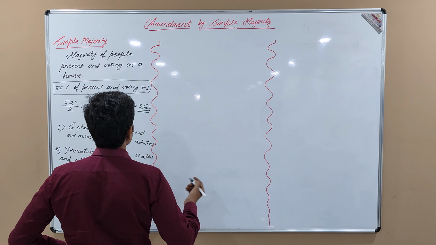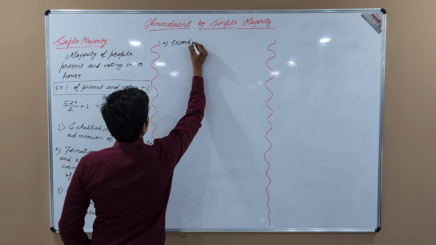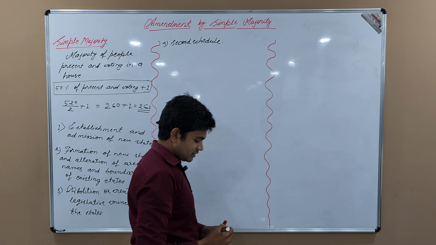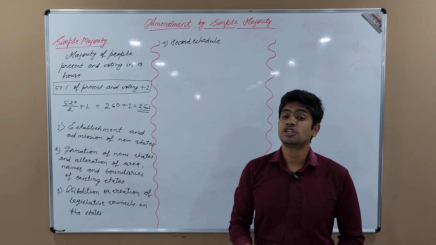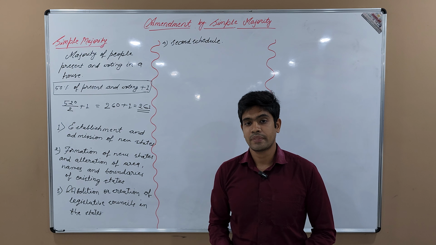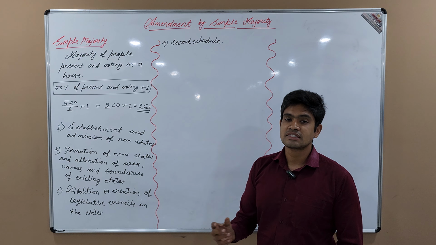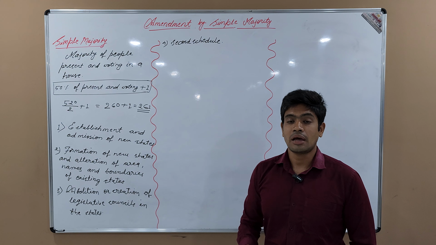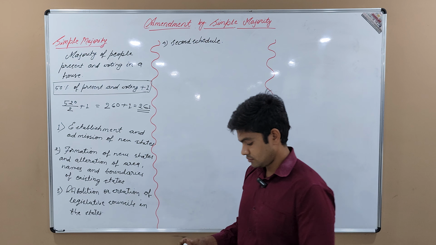Now the fourth one is the second schedule. When I say second schedule, I'm talking about the emoluments, allowances, privileges, and so on of the president, governors, speakers, and judges, etc. Whenever the allowances and emoluments of such people have to be altered or changed, it is done by the simple majority of each house of the parliament.